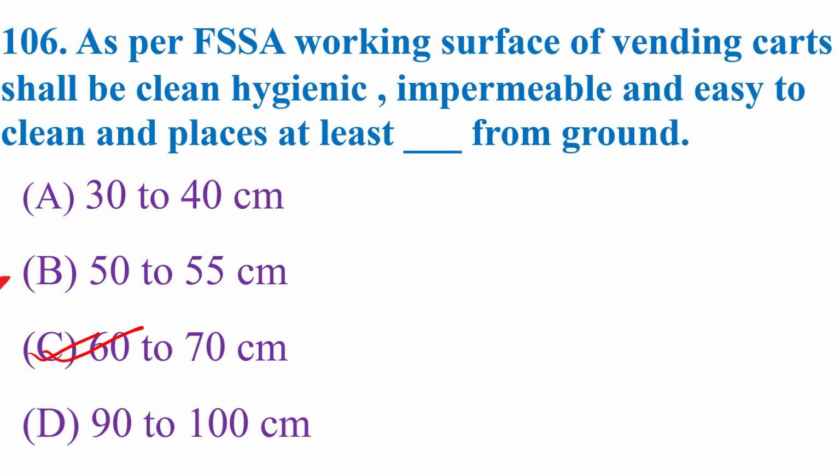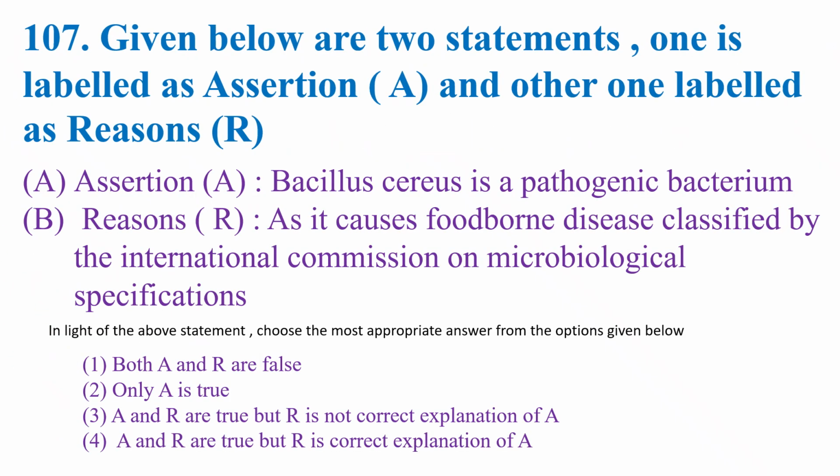Option number C. Next, 107. Given below are two statements. One is labeled as assertion and the other one is labeled as reason.